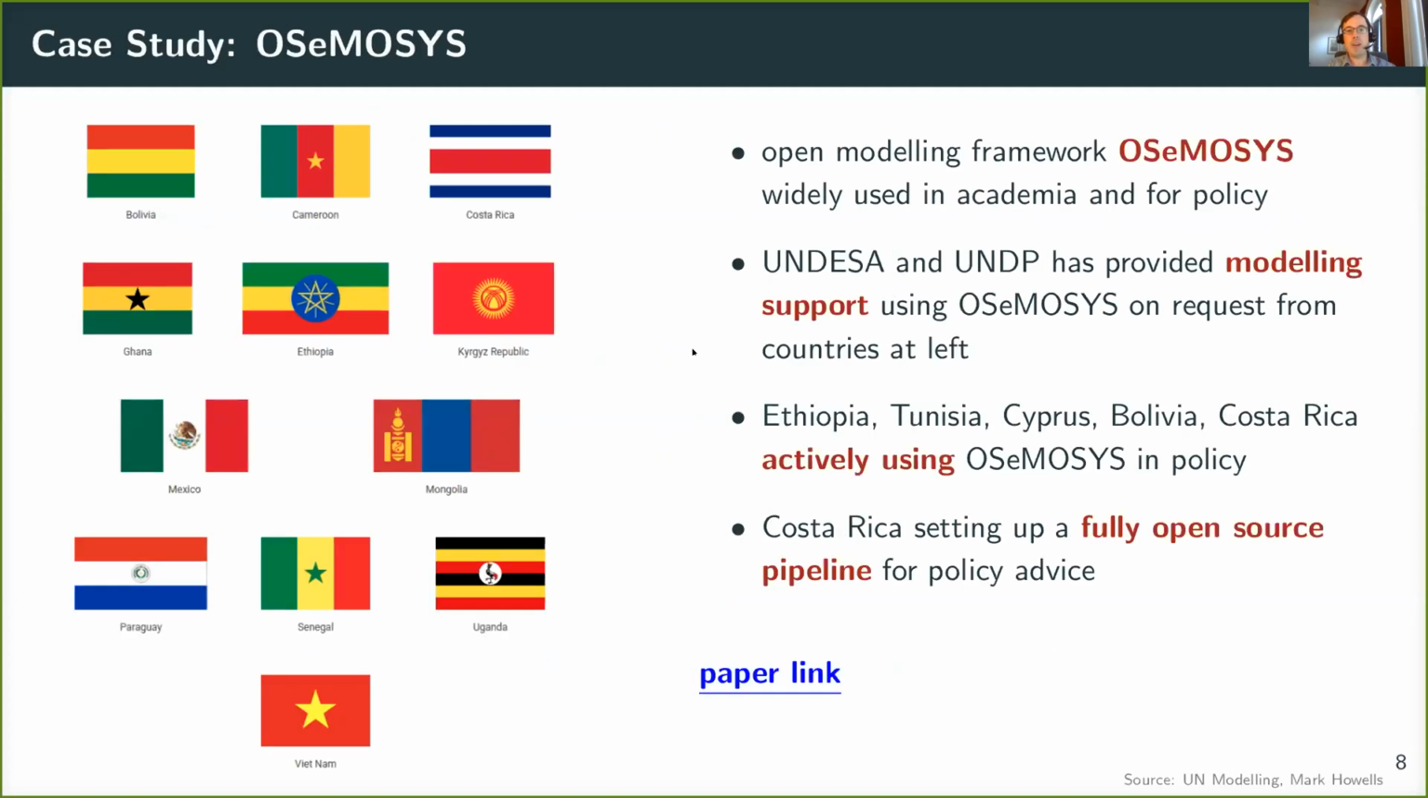Finally, I want to just highlight OSeMOSYS. It's already been mentioned. This actually is widely used in the policy space outside Europe. Costa Rica, for example, has been using it to set up a full open pipeline for policy advice. This is one of the big success stories, I think, of open modeling being used in the policy space. So I'll stop there.